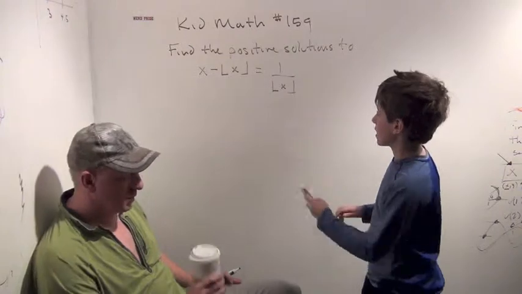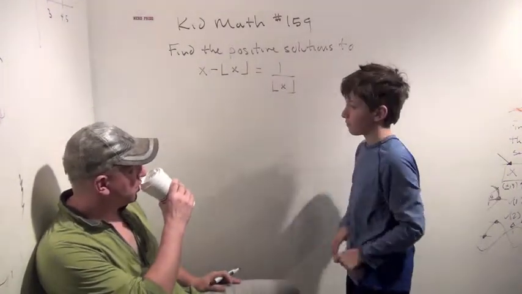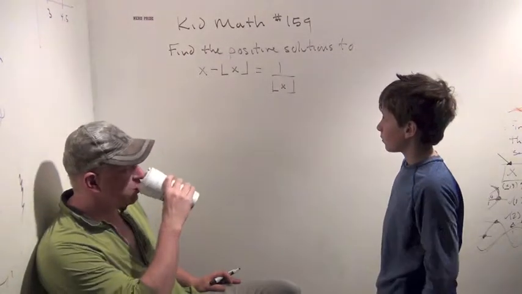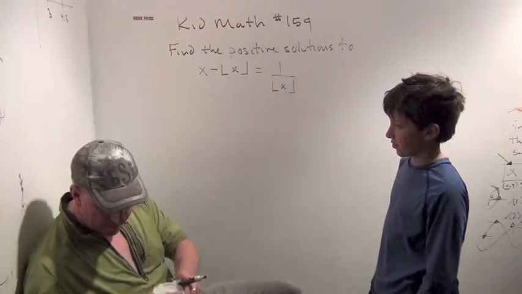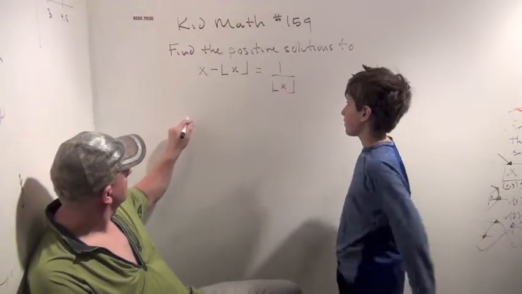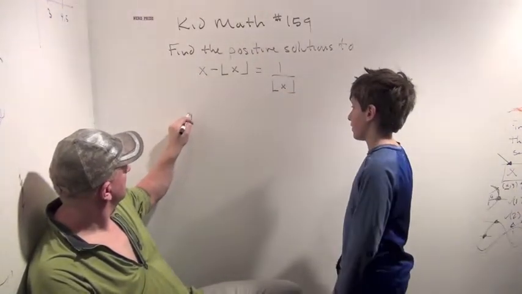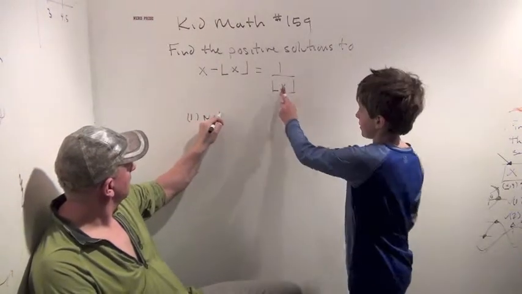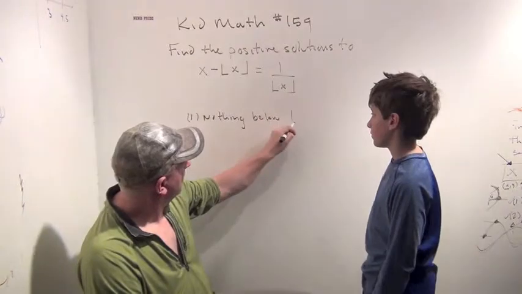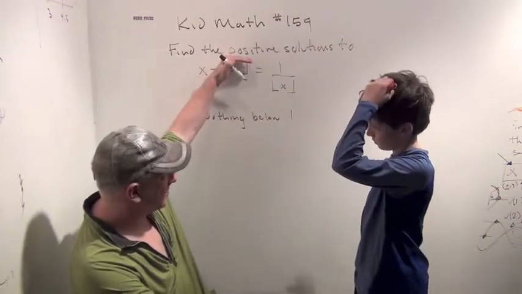We can break it apart and graph them. Even before that, we could see that nothing below 1 is going to work here, because the floor of something below 1 that isn't 0 is 0. Nothing below 1. So we're looking for positive solutions.